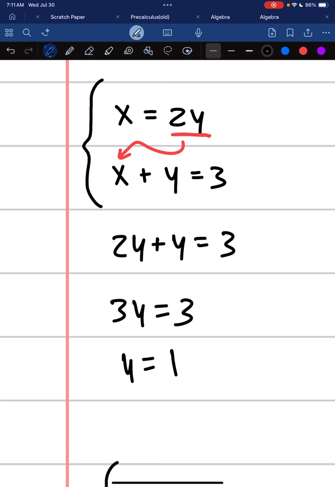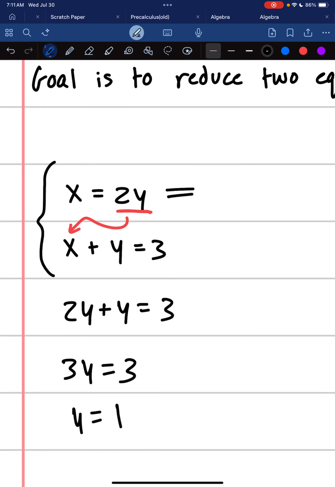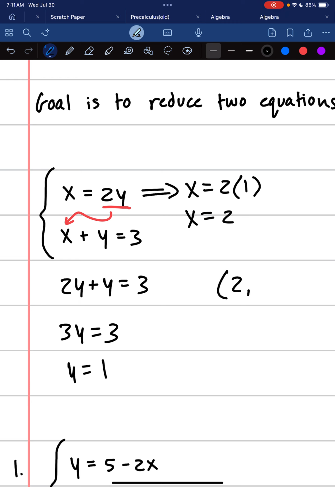So now that I know y is equal to 1, I can go back to this first equation, x is equal to 2y, and I can say, all right, well, x must equal 2 times 1, right? Because y is equal to 1, so x equals 2. And so my solution is (2, 1), or x equals 2, y equals 1.